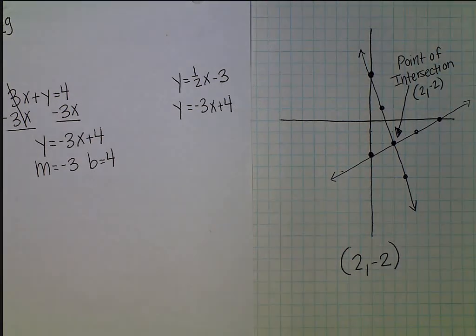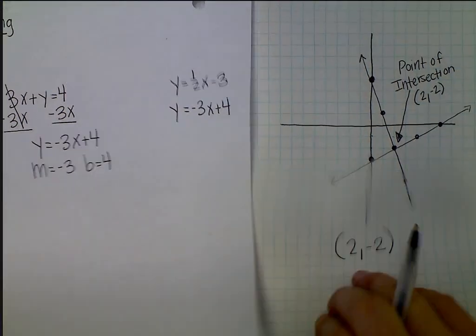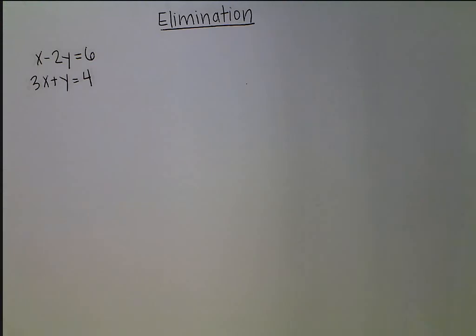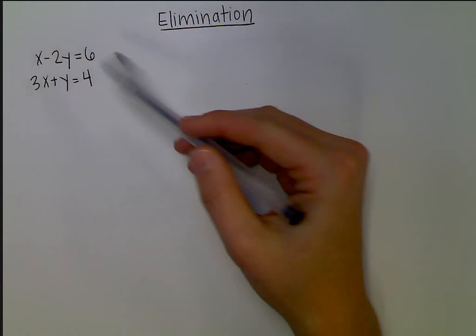Let's try a different method. Our next method will be elimination. The goal is for the coefficients of either the x's or the y's to be the same number, but with opposite signs. First, make sure that both equations are in standard form, ax plus by equals c. Both of our equations are already in this form.